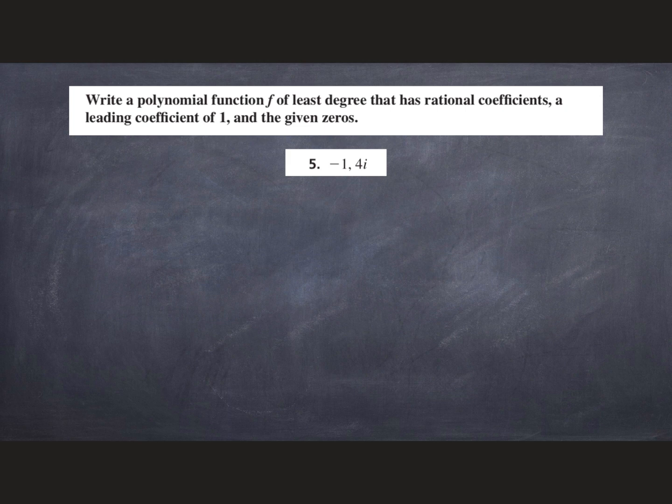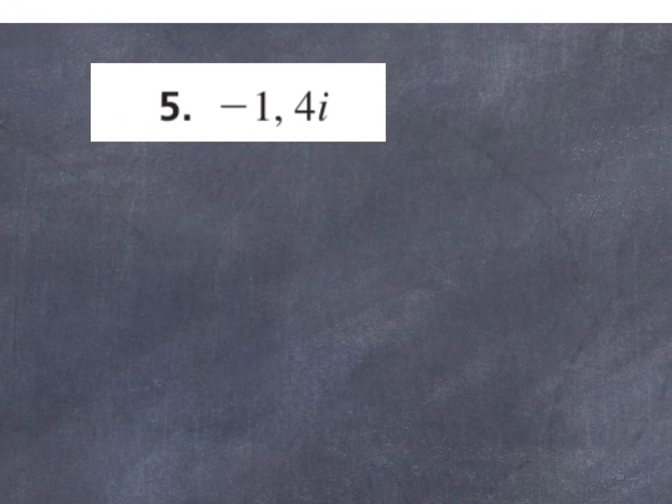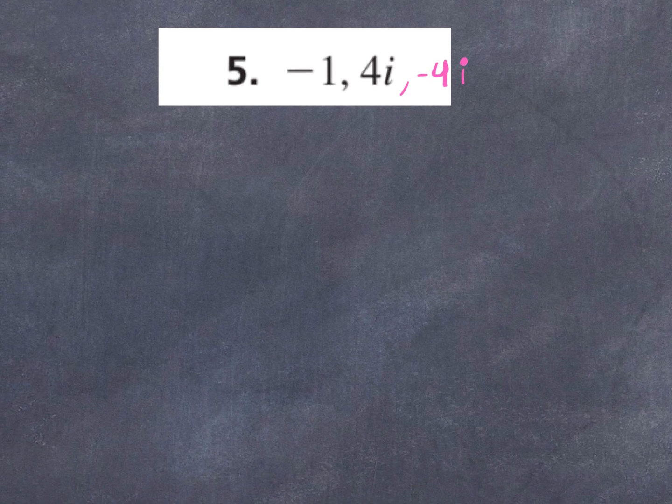All right, let's look at our next example. It says number 5. So it gives me the zeros of negative 1 and 4i. Am I missing any? Negative 4i. I need its conjugate pair. So if I have a positive 4i, I need the negative 4i. What would I do next? Awesome. It would be x minus negative 1, which turns into x plus 1. So remember, it's always x minus the number, but if it's x minus a negative, it turns into plus. So x minus 4i and x minus negative 4i, which would turn into what? x plus 4i.